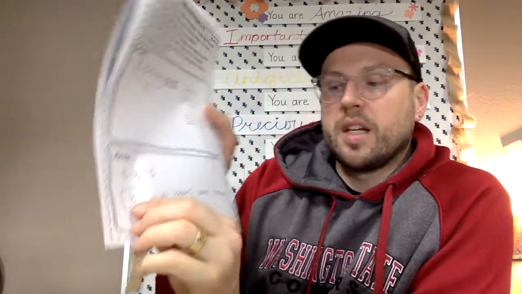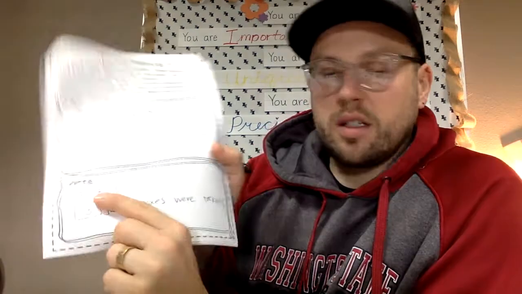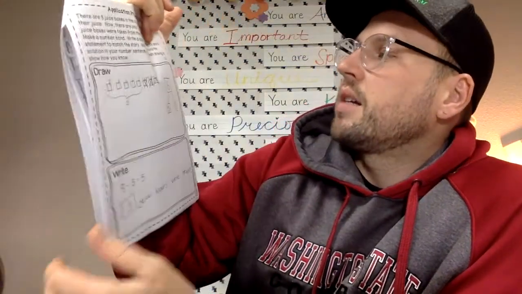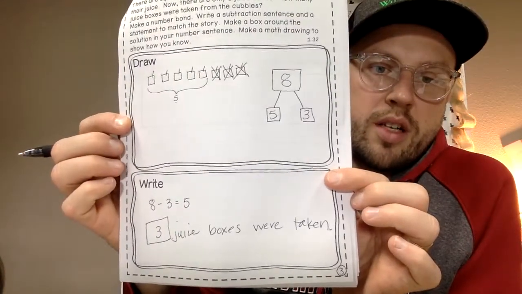Let's double check and see we did everything, okay? So it's asking us how many juice boxes were taken from the cubbies. We wrote down here 3 juice boxes were taken. Then it says make a number bond. Check. Write a subtraction sentence. Check. And a statement. Check. Make a box around the solution in your number sentence. Check. We did that. Make a math drawing to show how you know. Check. We did that. Okay, we are all set. You can pause the video here to catch up.